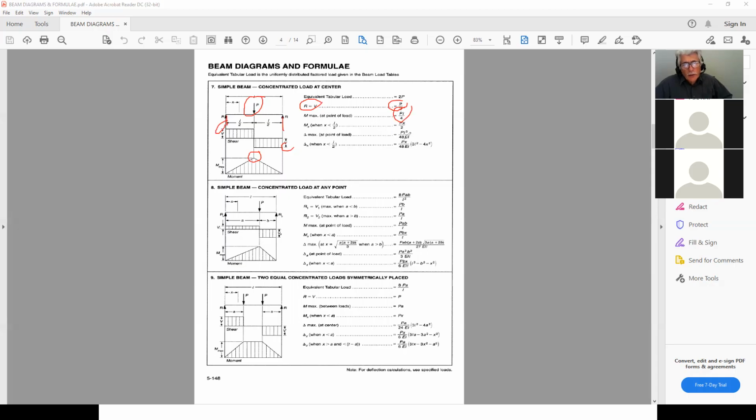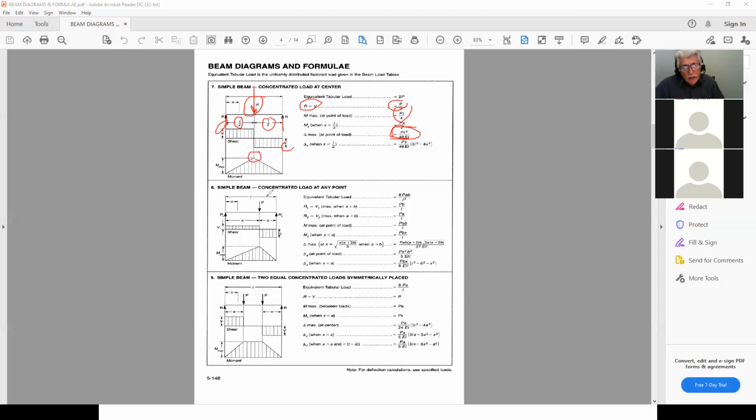And if I want to calculate the deflection at midspan, here's the equation for the deflection at midspan. But this means that there's only one concentrated load, and it falls right in the middle. So L always represents the span of your member.